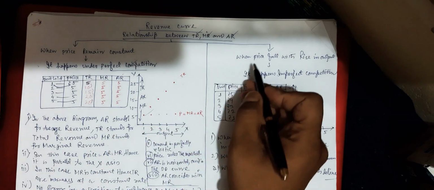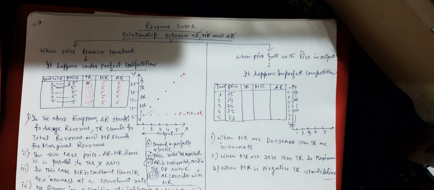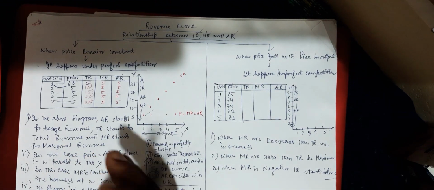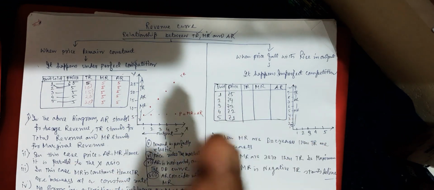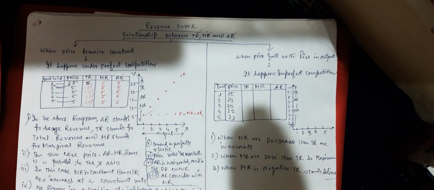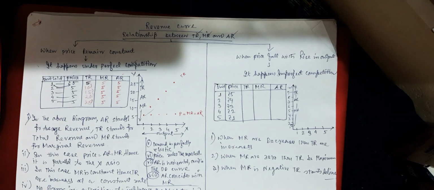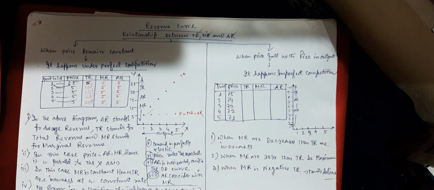And when the price falls with the rise in output: sometimes some companies and some industries want to sell more units of their products, but without reducing their prices it is not possible for them to increase their sales. So at that point of time, that particular firm has to reduce its price. I think it is clear to you.